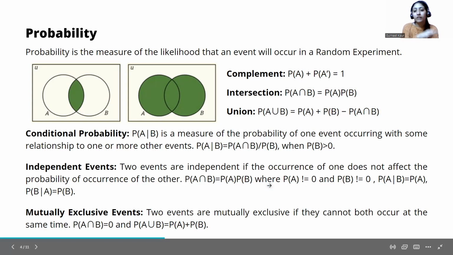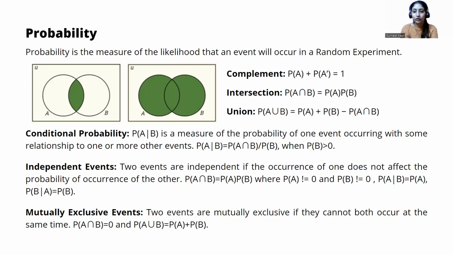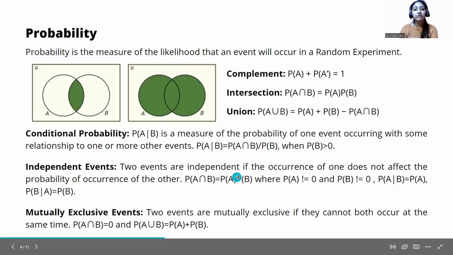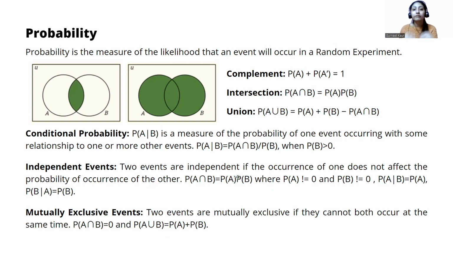Given that probability of A is not equal to 0 and probability of B is not equal to 0, right? Then we also have mutually exclusive events. Two events are mutually exclusive only if they cannot occur at the same time. One is occurring at one particular time and the second is occurring at a different time. So probability of A intersection B is equal to 0, and probability of A union B is the sum of probability of A plus probability of B, right?